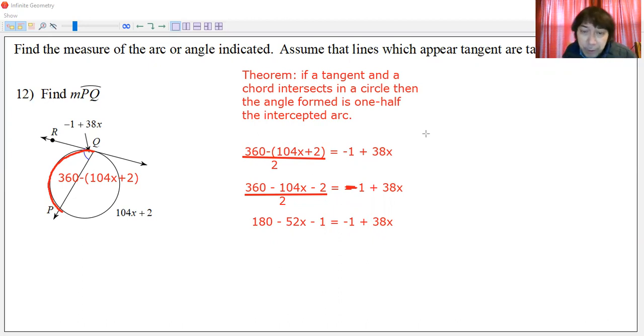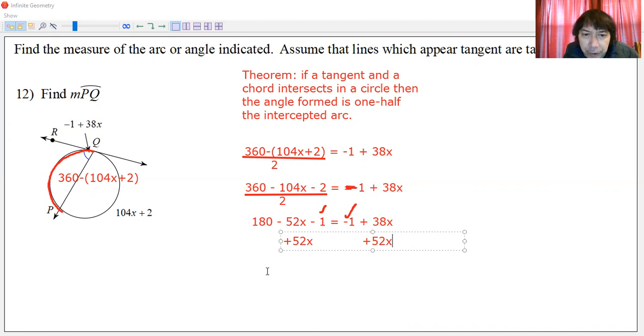Dividing all the numbers by 2, let's simplify it. This minus 1 and minus 1 cancel each other. This cancels to 0. So we can just add 52x to both sides. We add 52x here and we add 52x there.